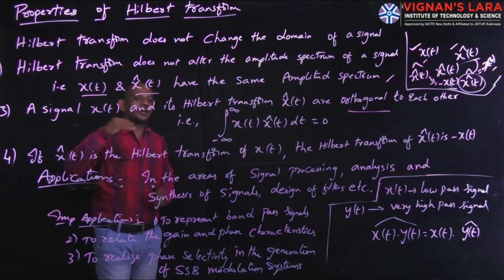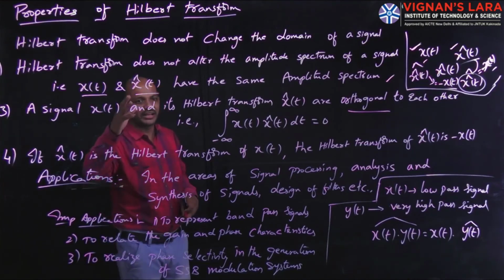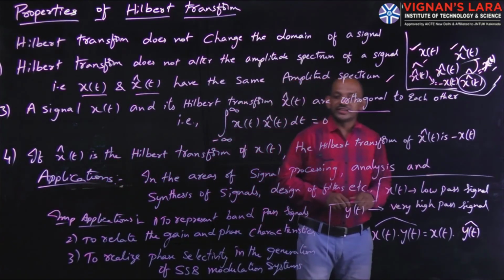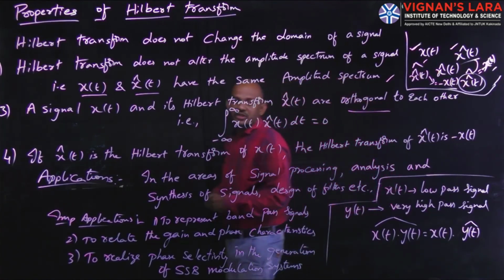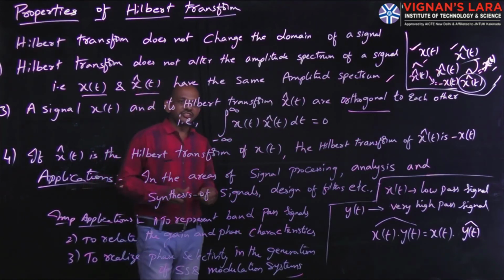Where we will use this, there we will use the Hilbert transform. So this Hilbert transform is used to realize the phase selectivity in the generation of SSB modulation systems. So these are the three important applications of the Hilbert transform.